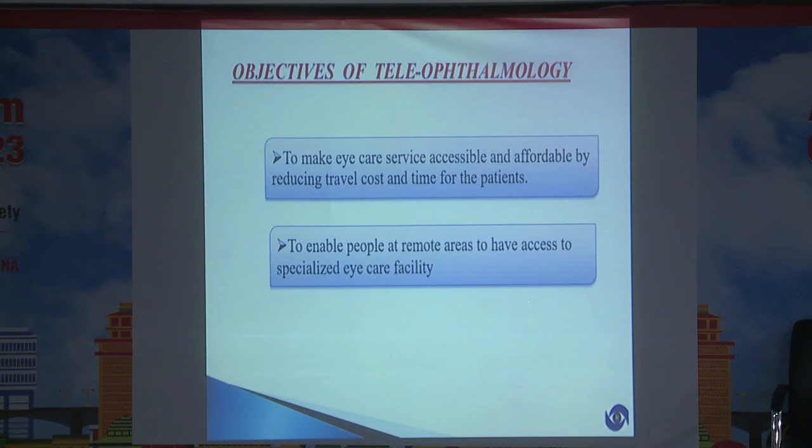So the objectives of teleophthalmology are to make eye care services available and accessible by reducing travel cost and time for the patients, and to enable the people at remote areas to have access to specialized eye care services which are available only for urban people.